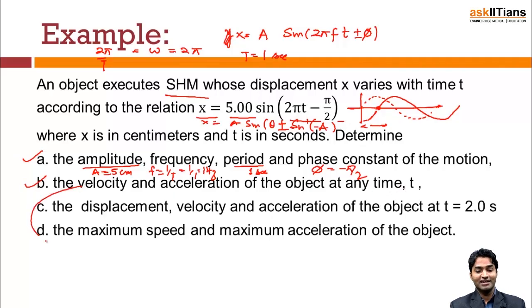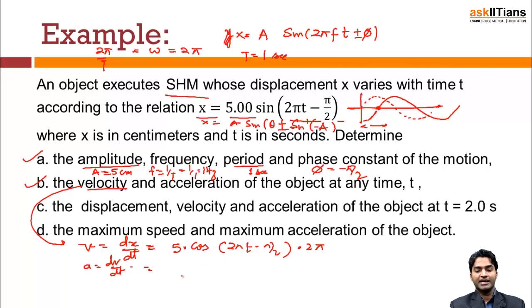Second part, the velocity and acceleration of the object at any time t. We will know this relationship in the next slide, but I would like to tell you that velocity can be calculated by differentiating the function, that is dx by dt. On differentiating we get 5 into cos of (2 pi t minus pi by 2) into 2 pi. So this is just the equation of velocity, and acceleration can be calculated by differentiating this, dv by dt.